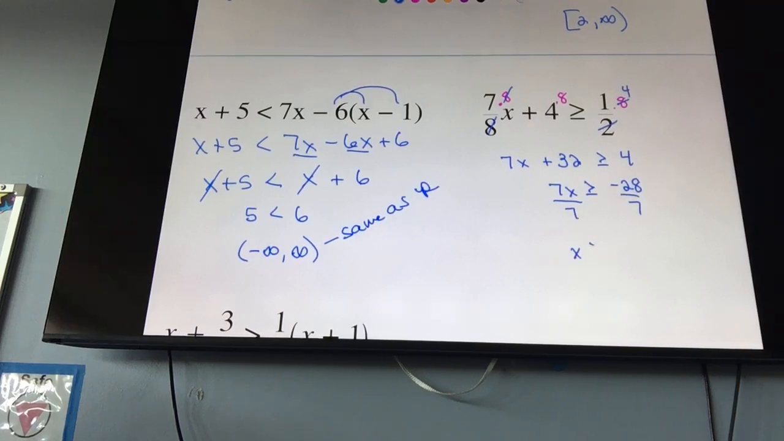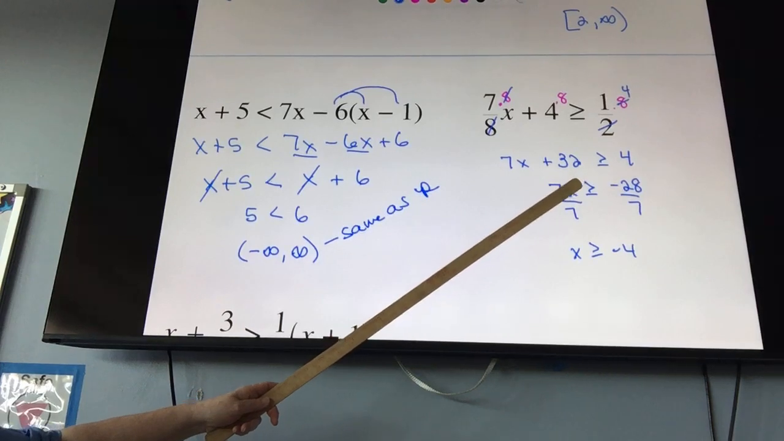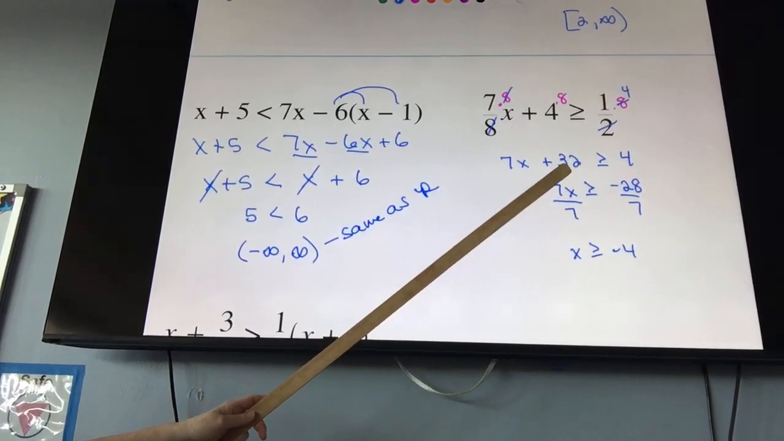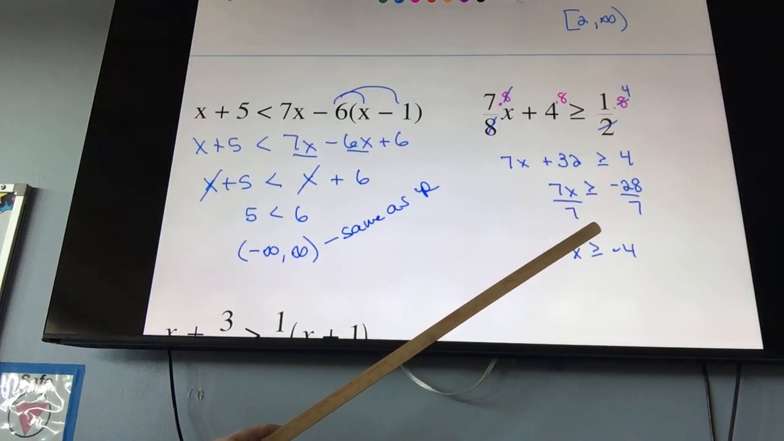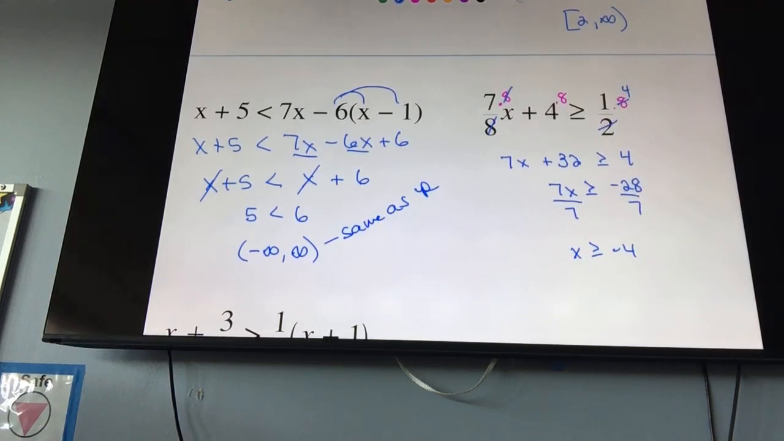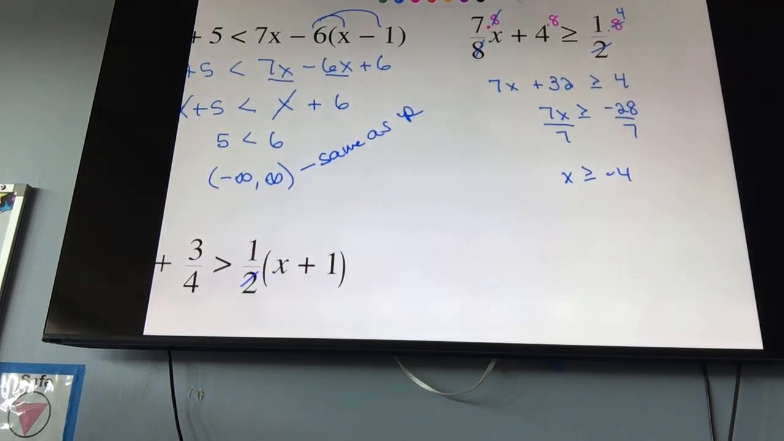I purposely wanted you to see an example like this because sometimes people switch this inequality symbol because they see this negative 28. But what I'm dividing by is positive 7. So it's got to be the number with the x, the number that you're dividing by, not the number you're dividing into, okay? So no switch there. So x is greater than or equal to negative 4 would be a bracket beginning at negative 4 up to positive infinity.